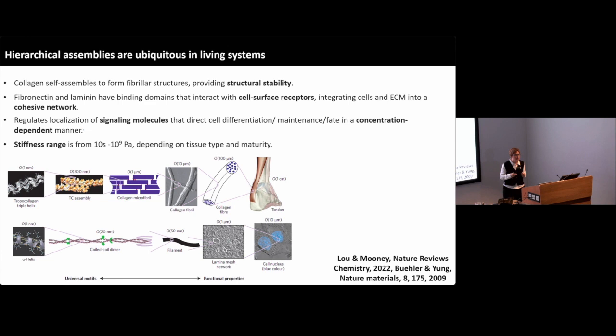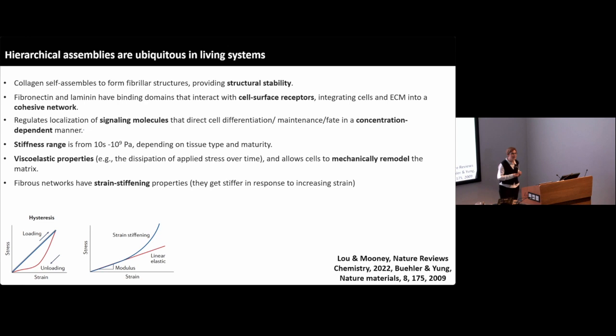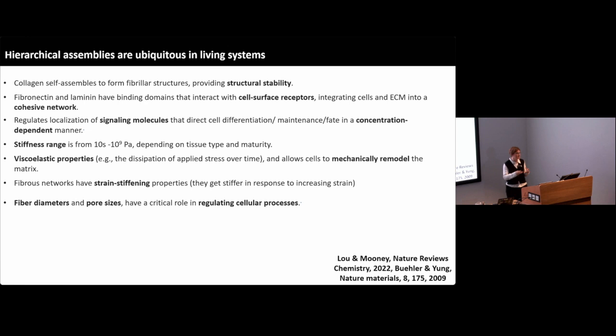And of course, the mechanical properties are so intriguing, particularly their viscoelastic properties. And this allows these systems, these biomolecular networks, to remodel in response to cues that they feel in their environment. So for example, you can have properties such as strain stiffening, where things get stiffer in response to increased strain, and that can be really vital in certain biological contexts. And then the structure. So the fiber diameters and the pore sizes provide this architecture within which these biological processes need to take place.